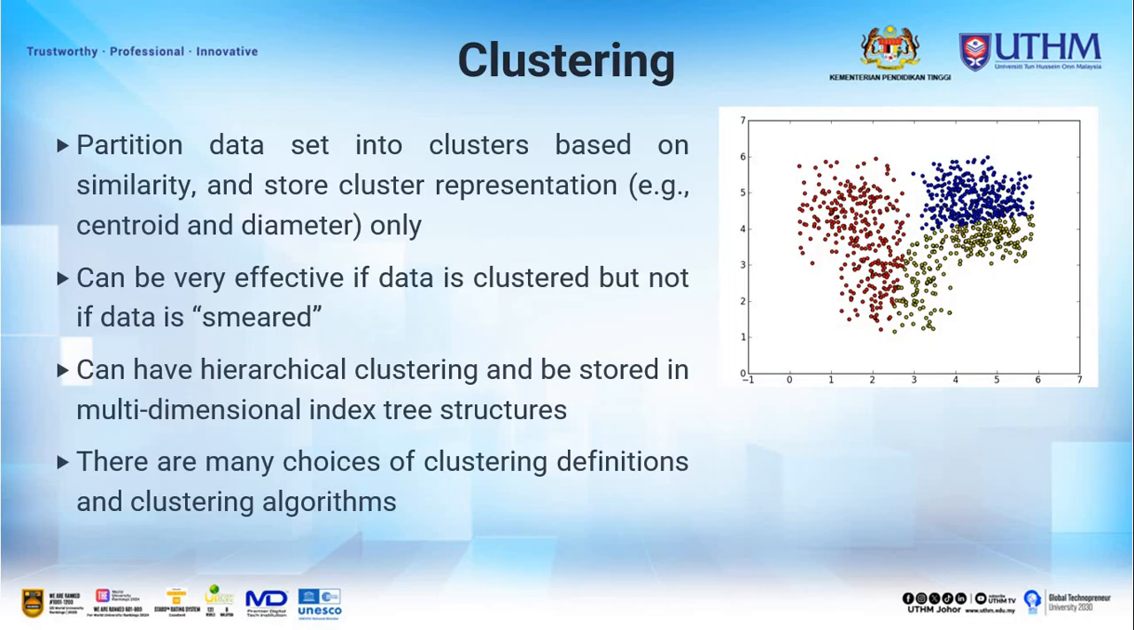We also have hierarchical clustering. Clusters can be organized hierarchically, forming a tree-like structure. This hierarchical organization allows for efficient storage in multidimensional index tree structures, for example R trees. You can see there are three different colors in the clustering: red, yellow, and blue, which means there are three clusters.